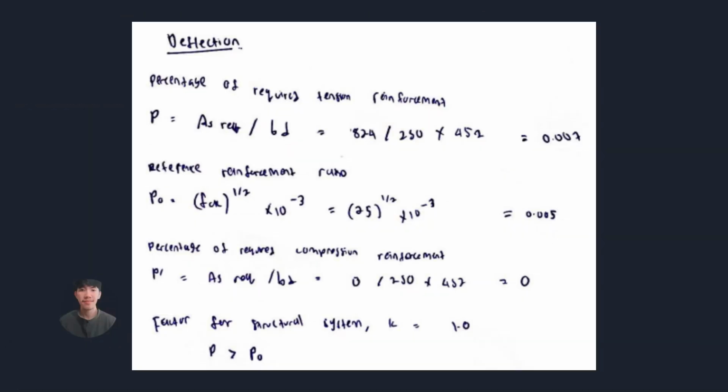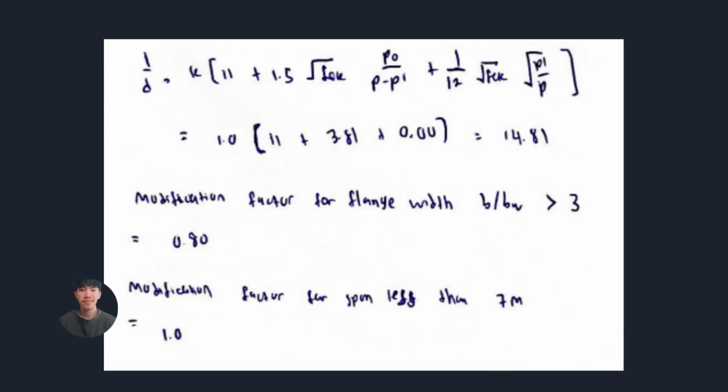For the deflection, percentage of required tension reinforcement, we get 0.007. Reference reinforcement ratio equal to 0.005. Percentage of required compression reinforcement equal to 0. Factor for structural system, K equal to 1.4. We follow the formula and we get 14.81. The multiplication factor for flange width is equal to 0.80. Multiplication factor for span less than 7 meter is 1.0.